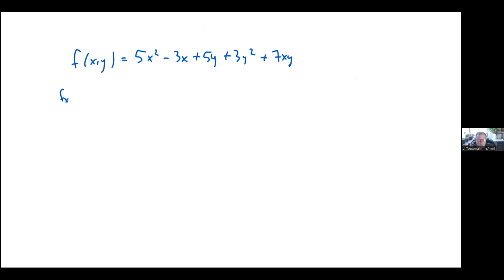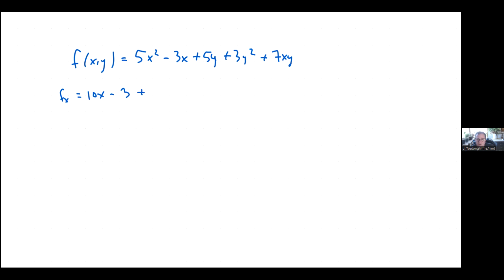It's going to give us 10x minus 3. The 5y will be 0, the 3y squared will be 0, and for 7xy, I treat the y as a constant, so the 7 and the y are the constants, times x, to be plus 7y.